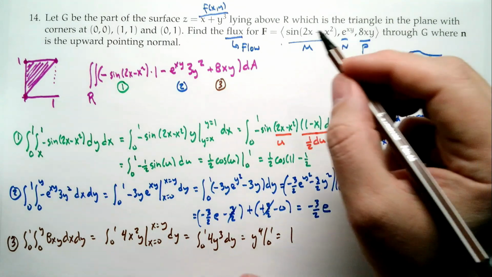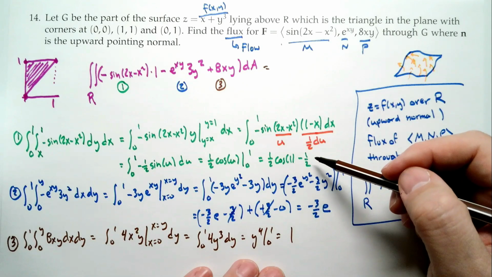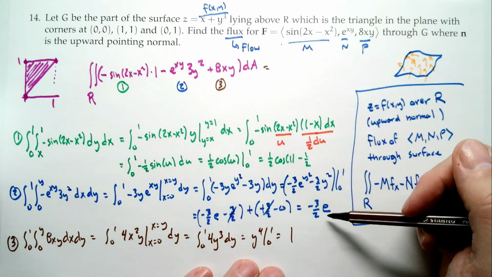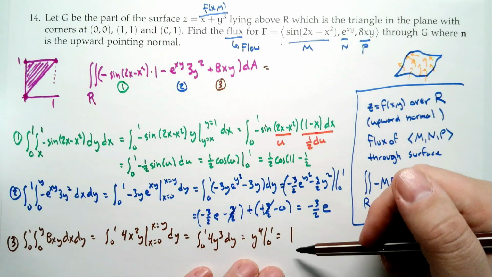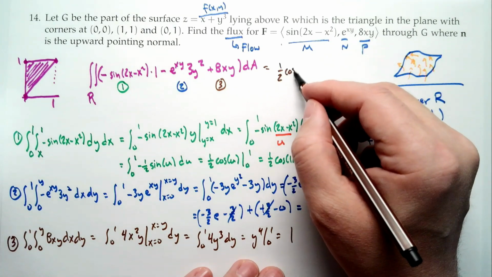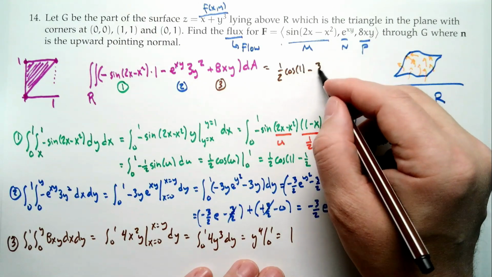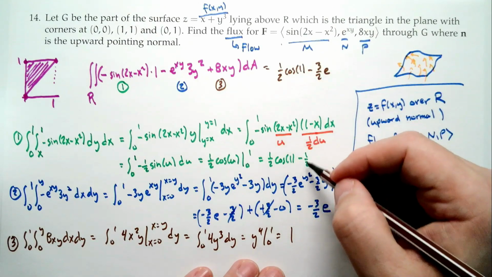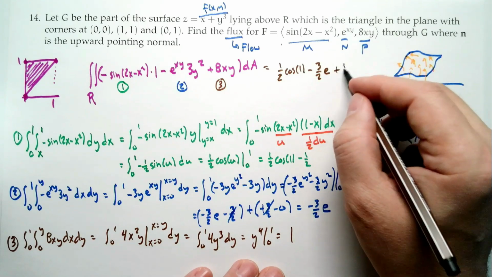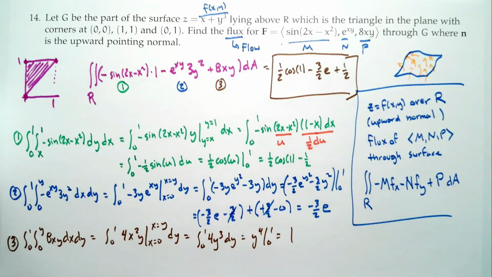So if we put this all together, well, we'll have a half cosine 1 minus a half, and then minus 3/2 e, and finally plus 1. So 1/2 cosine of 1 minus 3/2 e, and minus a half plus 1 makes plus 1/2. Just as you would have expected. And that's a nice way to finish up.